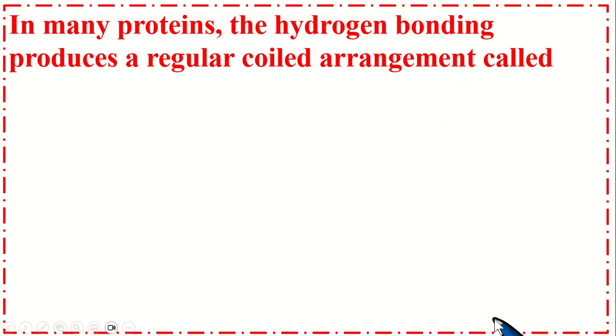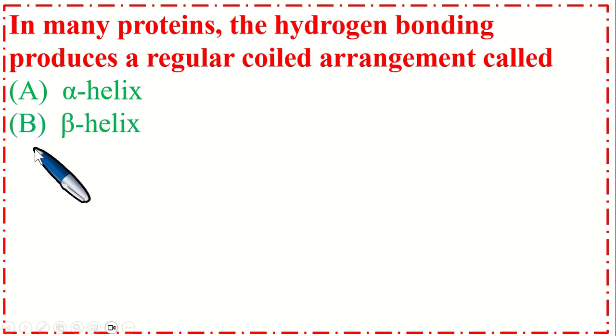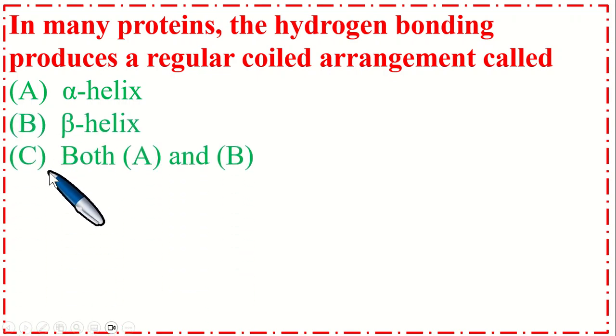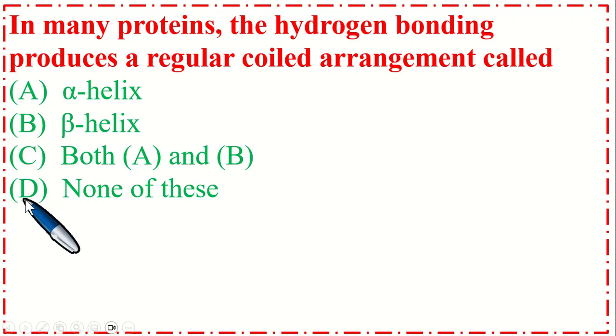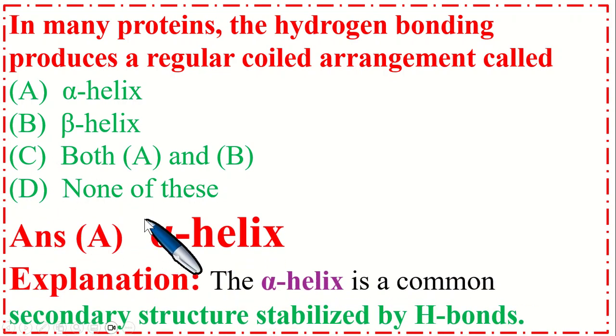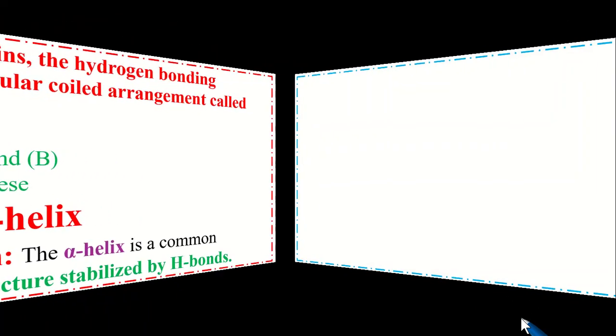So dear students, this is very important MCQs. In many proteins, the hydrogen bonding produces a regular coiled arrangement called option A, alpha helix, B, beta helix, C, both A and B, and option D, none of these. So the correct option is A, alpha helix. The alpha helix is a common secondary structure stabilized by hydrogen bonds.